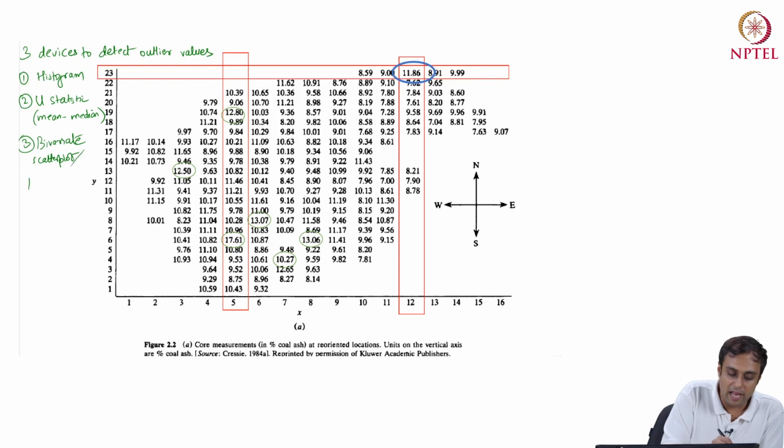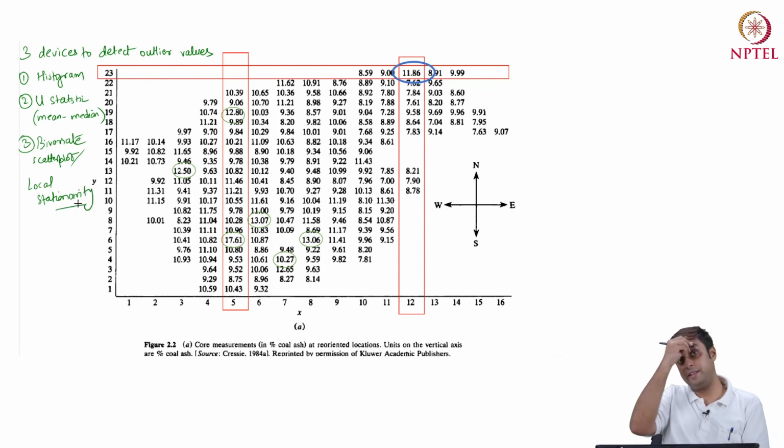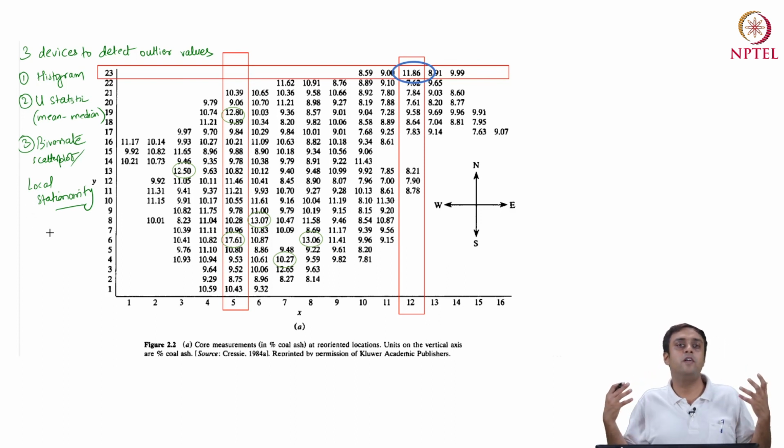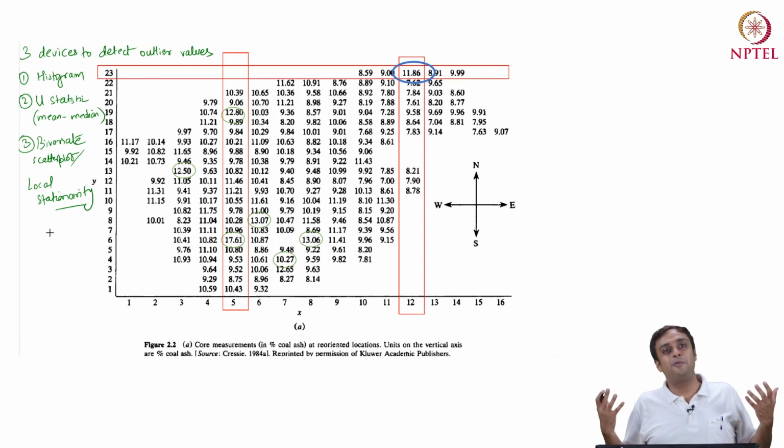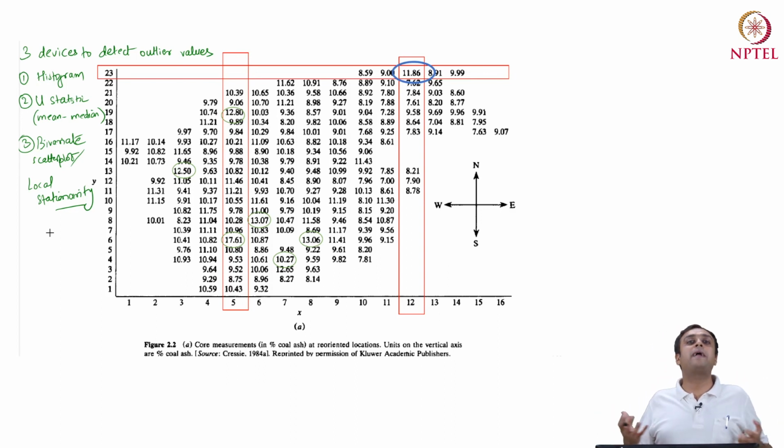So we mobilize this concept of local stationarity in the data. We will study stationarity in detail, but you get the idea of local stationarity, that we are ultimately looking at cold data. And if you're looking at cold data, we can expect some kind of a normal behavior, and as soon as we see something abnormal through any of these devices, we mark it for trouble.